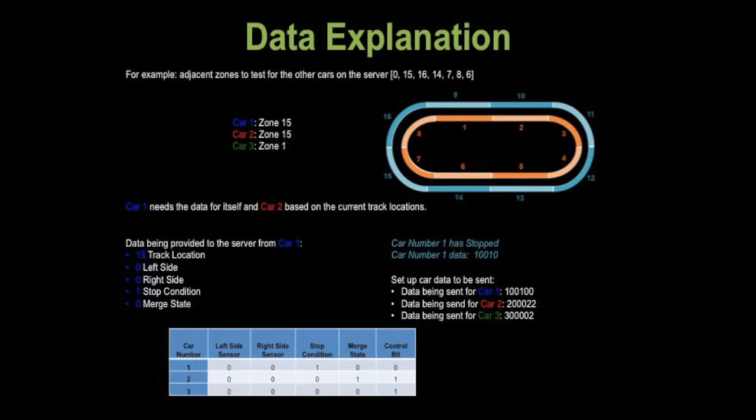The following example shows the data being shared when a car has a stop condition symbolizing a traffic incident. Since car 1 has stopped and is in the outer lane, the server has sent out a command to all cars in car 1's lane to merge right. It should be noted that based on a car's location, that car knows whether or not it can merge right.